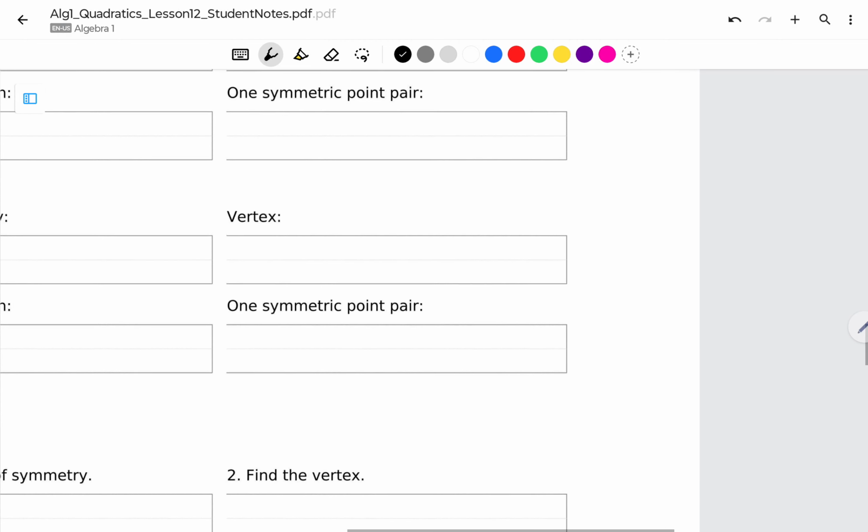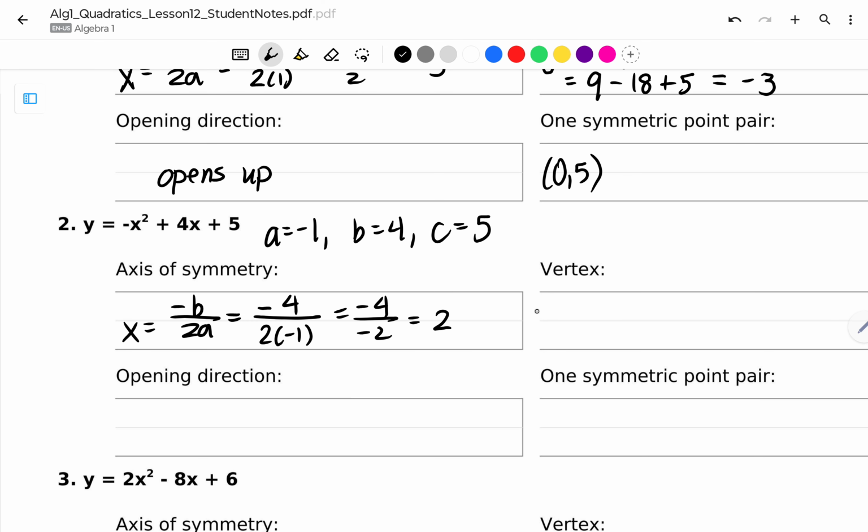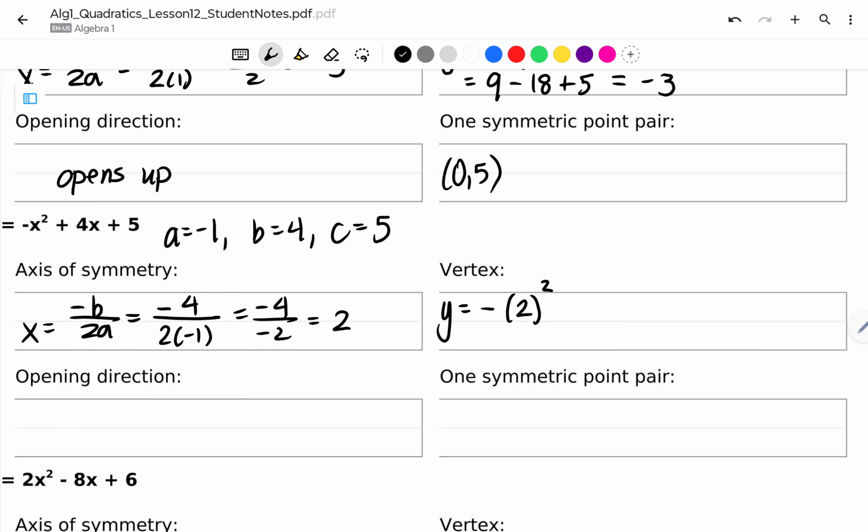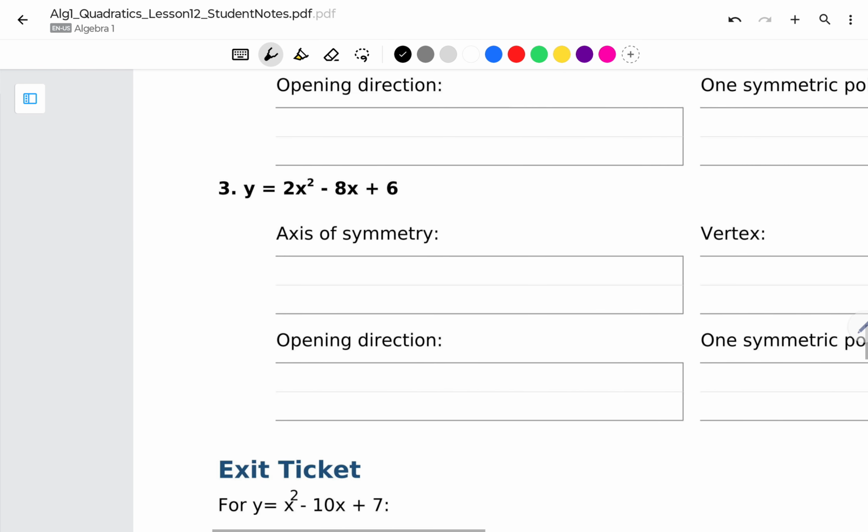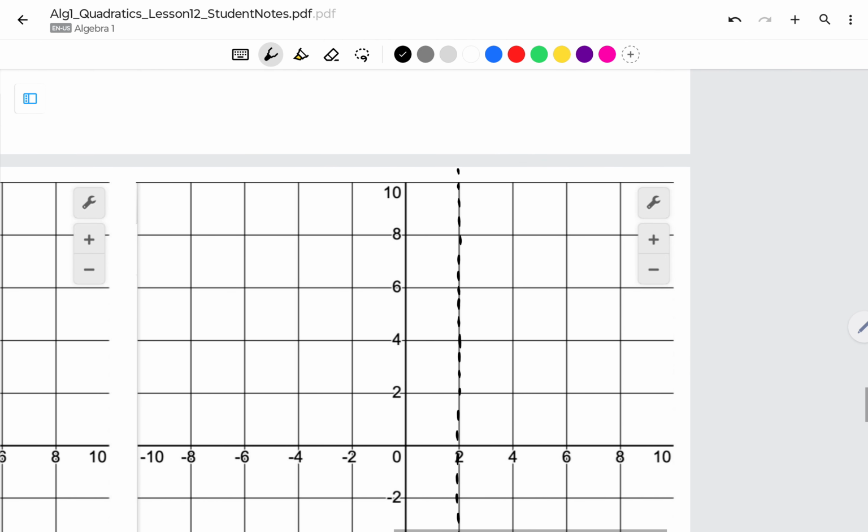Okay. So then our vertex, let's plug it in. y equals, and in this part you have to be very careful. You bring the negative first, and then remember I'm putting parentheses wherever I replace the x with a 2. Then plus 4 times 2 plus 5. Here you have to do exponents first. 2 squared, that's 4. So I'm going to do -4. 4 times 2, that's 8. Plus 5. -4 plus 8, that's 4. 9. Okay, so our vertex is going to be at 2 and 9. 2 and 9, like that.